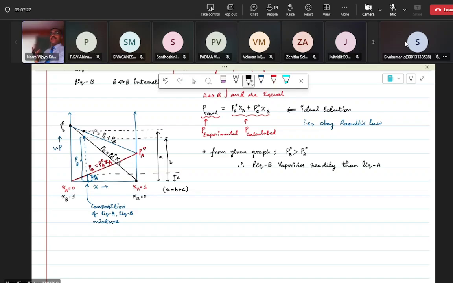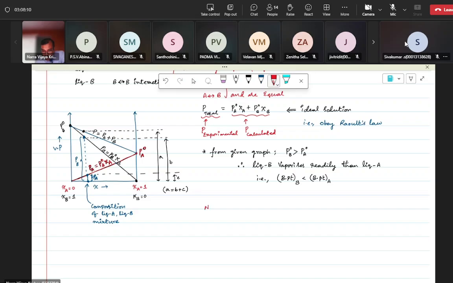Correct or not? Now, B is converting to vapor readily, so what is the boiling point of B? What is the boiling point of A? Which is having more boiling point? A. That is, boiling point of B is less than boiling point of A. Accepted or not? Right? So we call this one an ideal solution.